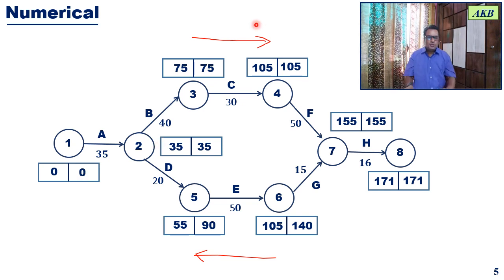So in this way, by doing forward pass calculations, you will be calculating earliest event time for all the events, and by doing backward pass calculations, you will be calculating latest event times for all the events. So next, we will calculate slack for each event.